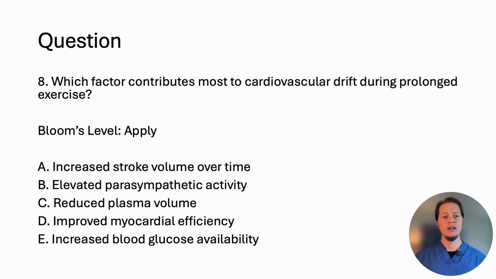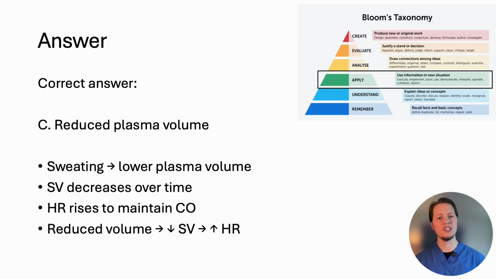Question 8. Which factor contributes most to cardiovascular drift during prolonged exercise? I love the concept of drift. It's so cool. A, increased stroke volume over time. B, elevated parasympathetic activity. C, reduced plasma volume. D, improved myocardial efficiency. Or E, increased blood glucose availability. This answer is C, yes.